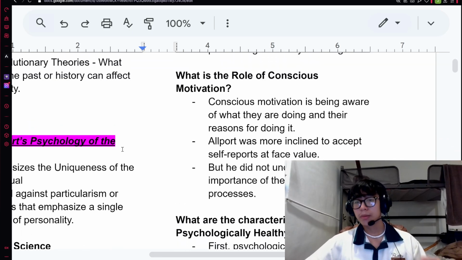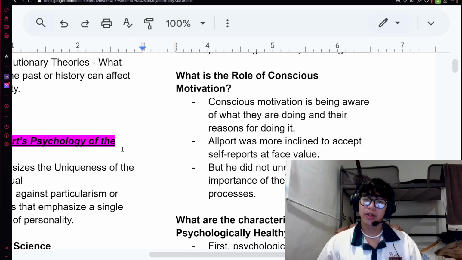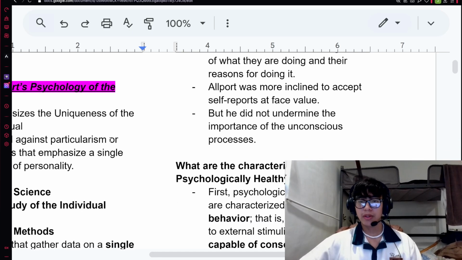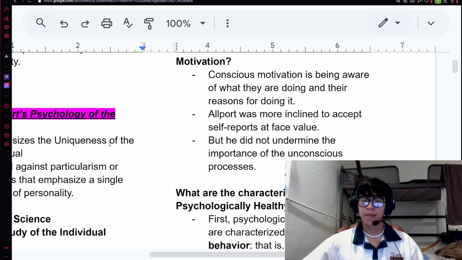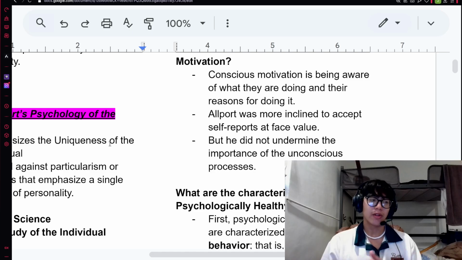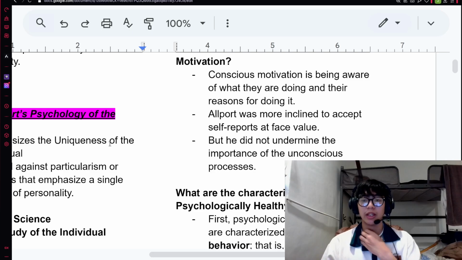Now, let's talk about conscious motivation. Conscious motivation is basically being aware of what you are doing and your reasons for doing it. Allport was more inclined to accept self-reports at face value, even though he didn't undermine the importance of the unconscious process. Conscious motivation means that when you're doing an action, you're aware that you're doing it and you know why you're doing it, rather than it being an autonomic reflex, or you're spacing out while you're doing it.